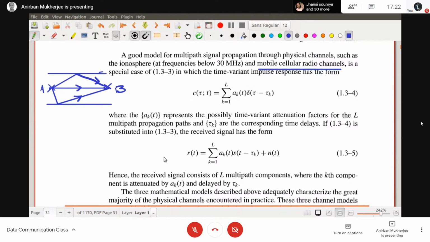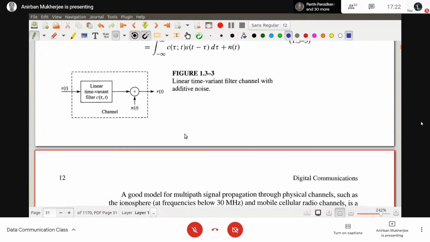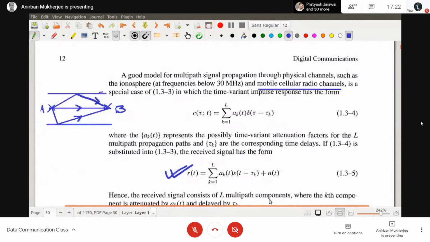Anyway, these are basically multipaths, and multipath is quite common especially in mobile communication. For normal communication modeling, we say this is a linear time-invariant kind of thing, c(tau) s(t minus tau). This is the one we use often.